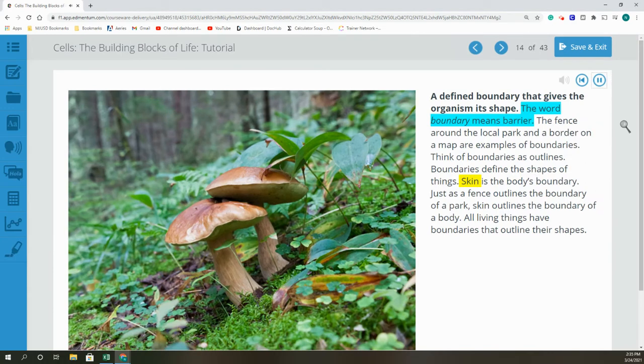A defined boundary that gives the organism its shape. The word boundary means barrier. The fence around the local park and a border on a map are examples of boundaries. Think of boundaries as outlines. Boundaries define the shapes of things. Skin is the body's boundary. Just as a fence outlines the boundary of a park, skin outlines the boundary of a body. All living things have boundaries that outline their shapes.